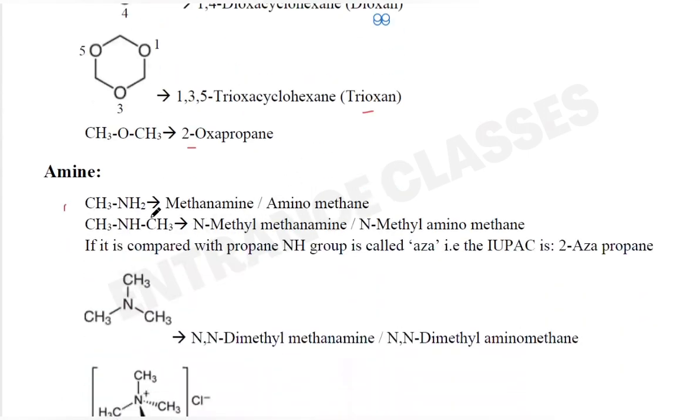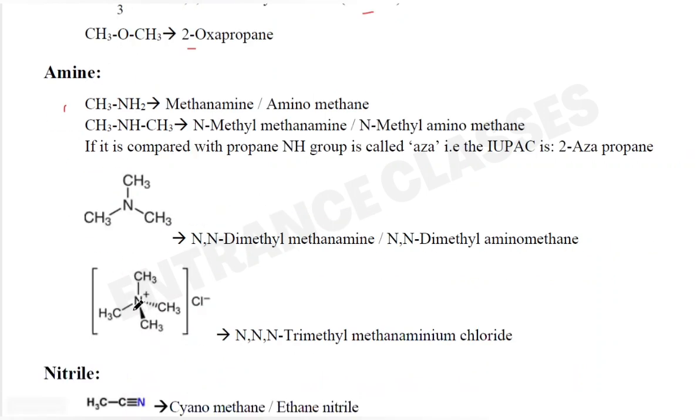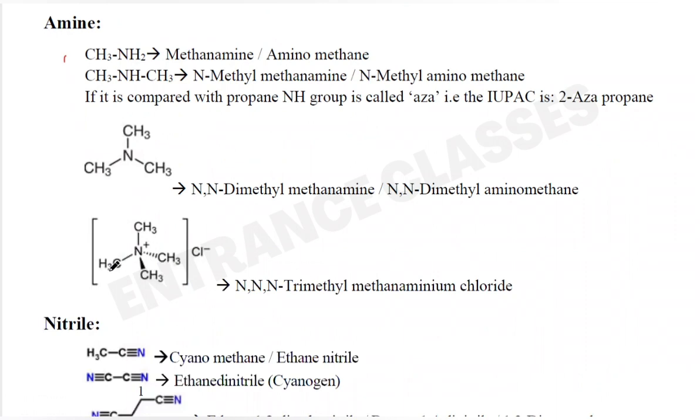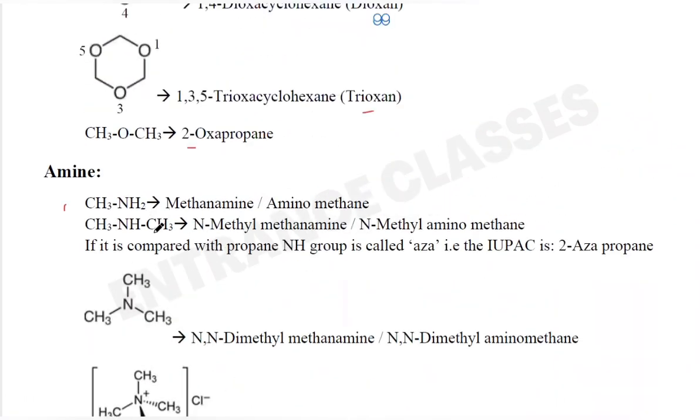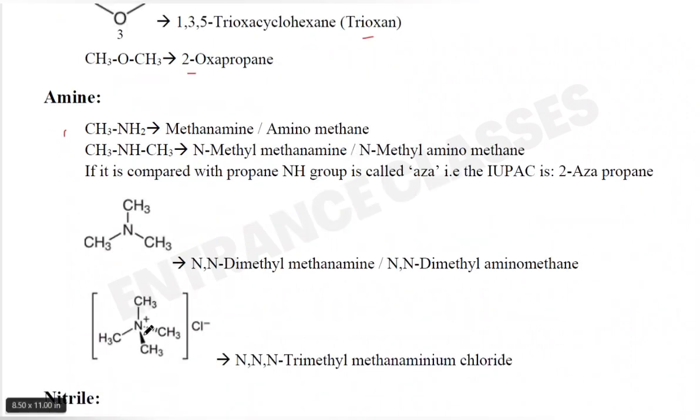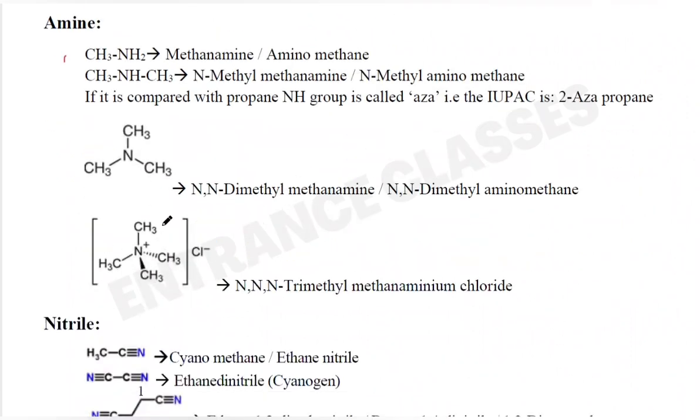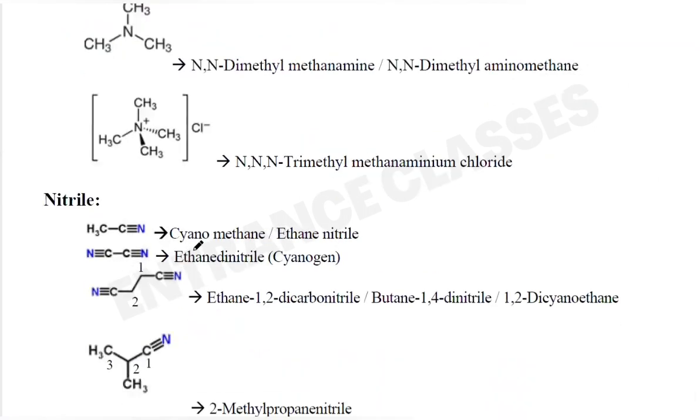Next, amine. Methanamine or methylamine, common name. Methanamine or aminomethane with IUPAC. It will be N-methyl methanamine, right? It will be N,N-dimethyl methanamine. It will be N,N,N-trimethyl methanaminium chloride. So this will be 1 degree, this is 2 degree, 3 degree, and quaternary. Okay, N,N,N-trimethyl methanaminium chloride.